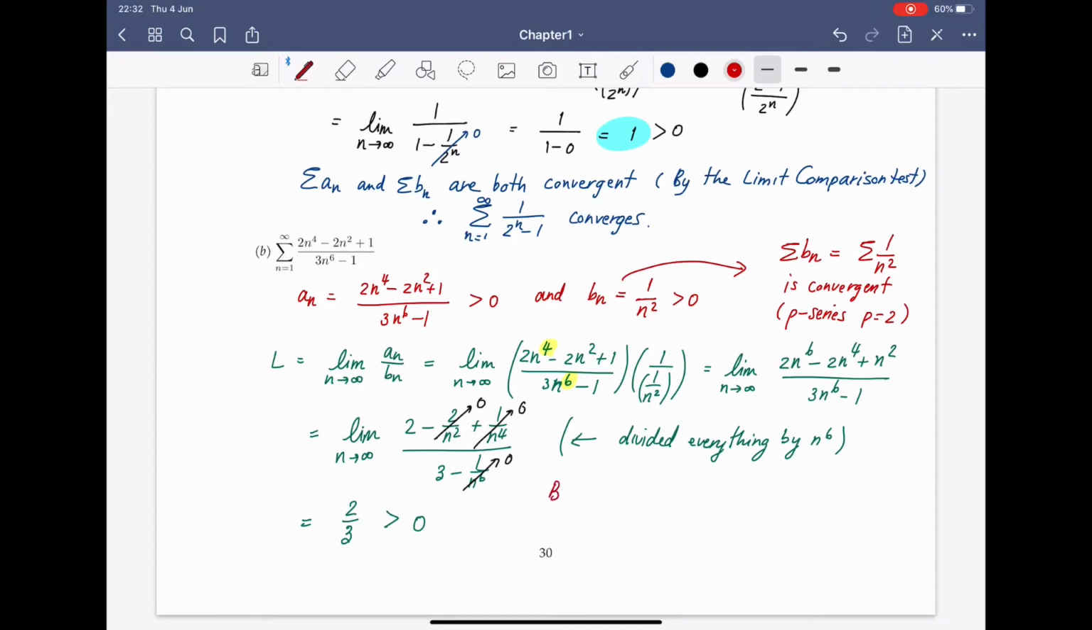So by the limit comparison test, you can conclude that the summation of a sub n, which is 2n to the 4th power minus 2n squared plus 1 over 3n to the 6th power minus 1, is also convergent. Alright, that's example B. I know this is not easy to use because there are so many steps. Alright, so let's do 2 more examples.